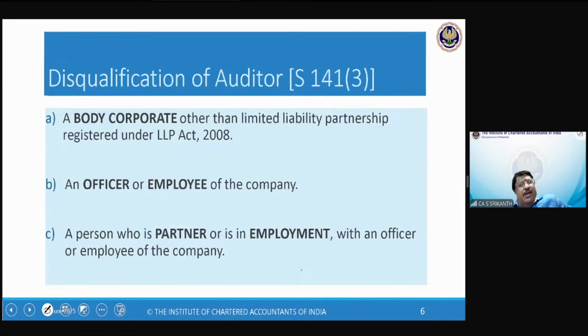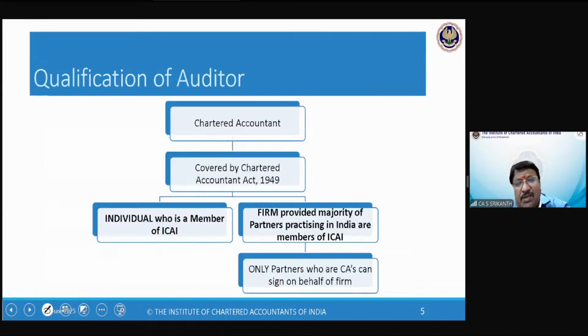I don't know if it's there in an intermediate syllabus, but in final you'll have to study. Now, disqualification. A body corporate other than LLP registered under LLP Act. So, body corporate means mainly company cannot be an auditor. But the exception is LLP. LLP is a firm.